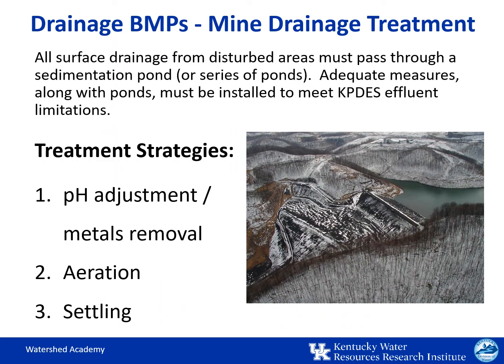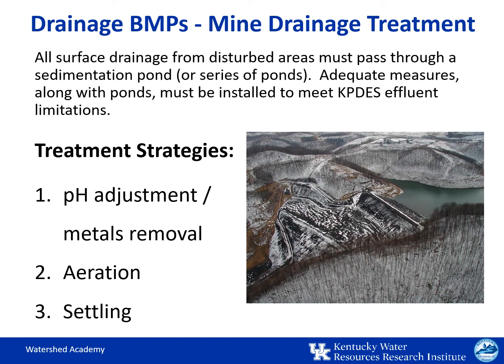Some mine drainage is inevitable, so we'll now move on to controls that treat the runoff that does occur. Kentucky's guidance states that all surface drainage from disturbed areas must pass through a sedimentation pond or a series of ponds. Adequate measures along with ponds must be installed to meet KPDES effluent limitations. Specific to mine drainage treatment, all strategies have two common goals: neutralizing acidity and capturing and retaining metals. These goals can be accomplished through chemical treatment, aeration, and settling procedures.